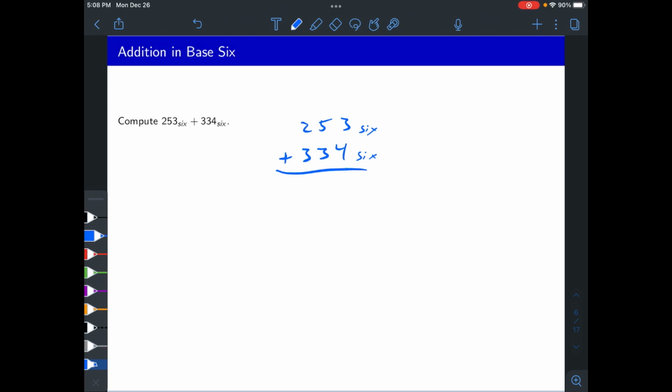Okay, that's the second. I'm going to move on. So let's do this. I'm going to not do as much stuff to the side here. I'm just going to maybe discuss it out loud. So what's 3 plus 4 base 6?